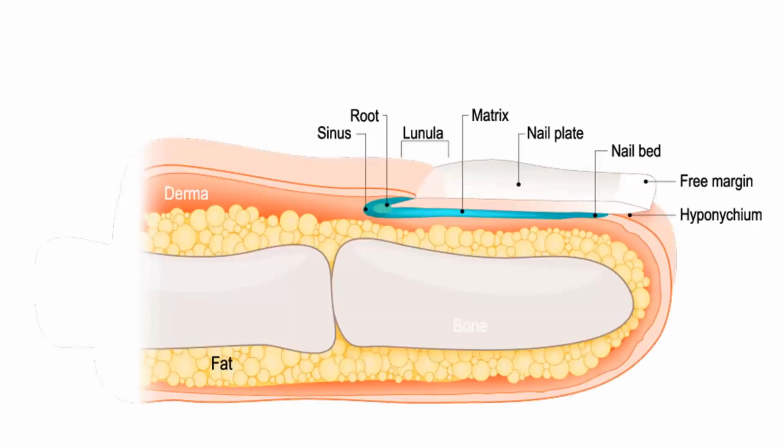This is a large view. The hyponychium is on the extreme right. It's directly beneath the nail. You have the free margin. You have the nail bed beneath. You have the nail plate. You have the matrix. You have the lunula, which is the white area at the base of the nail. And you have the root and the sinus. So you should never make an incision transversely on the pulp of the finger. It forms a contracture that bothers the patient a lot.